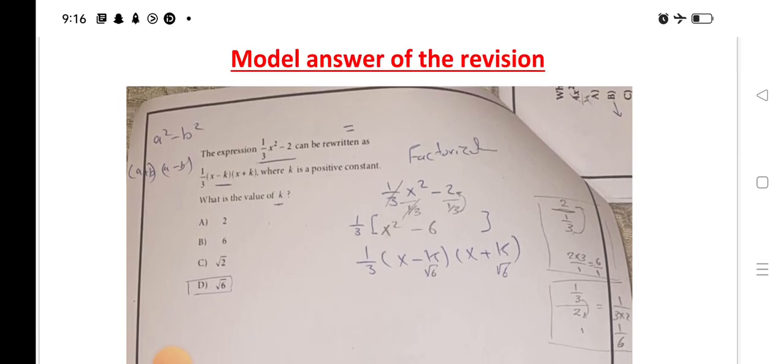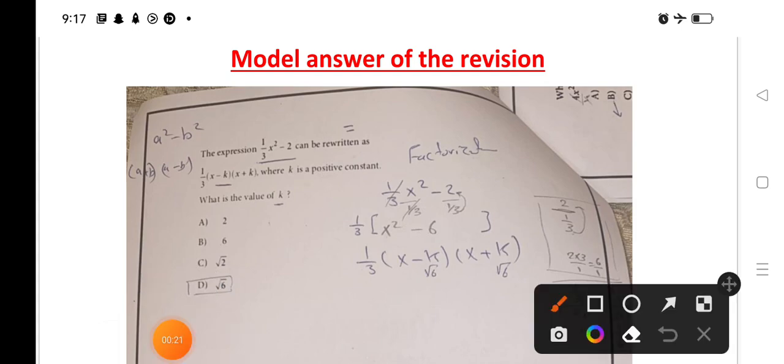Let's start. I have here the first question. Choose the expression: 3x squared minus 2 can be rewritten as 3 times (x minus k)(x plus k), where k is a positive constant. So what's the value of k?